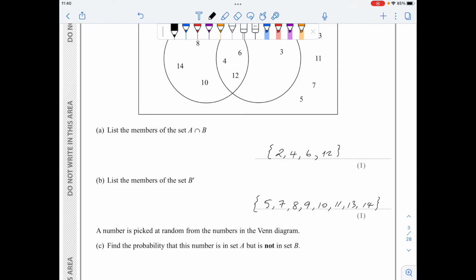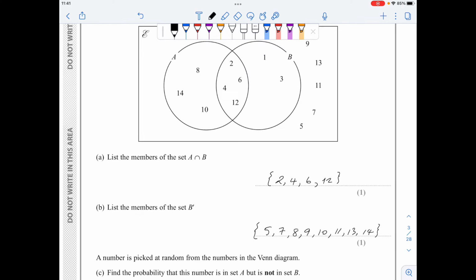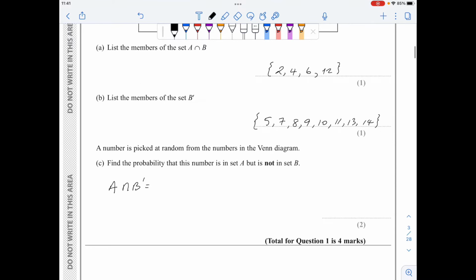For part C, it says find the probability that the number is in set A but not in set B. Let's first find A intersection B dash. This is the number of elements in A but not in B. So the numbers in A but not B are these 3 numbers: 8, 10, and 14. So I've got 3 numbers. I don't need to write them. I have 3 numbers out of a total of 14 numbers. So the probability is 3 out of 14.